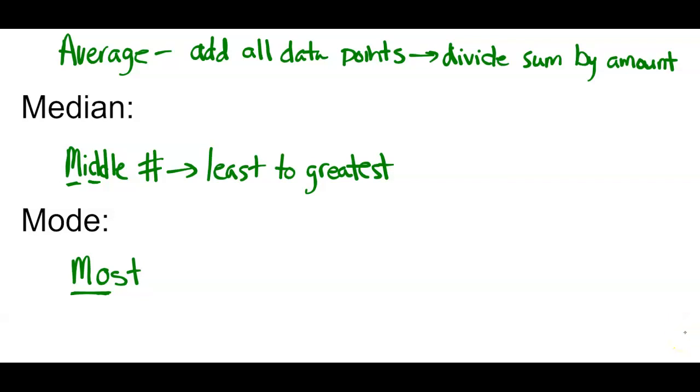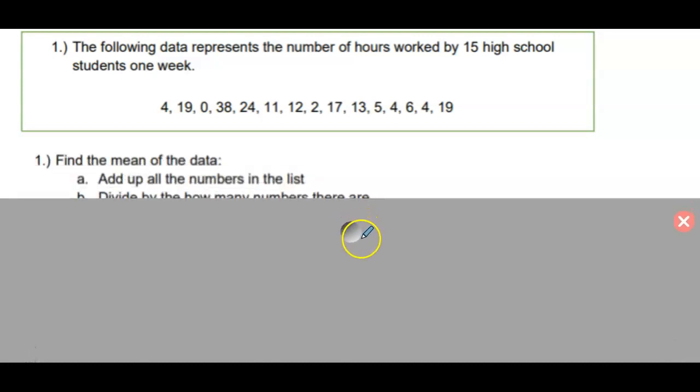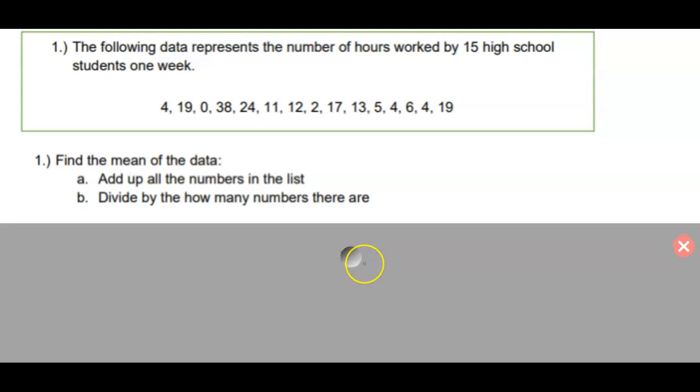So let's look at some examples, okay? As we get started, we have the following data. It represents 15 high school students and the number of hours that they worked in 1 week. We're going to look at this data for a couple of different examples. All right, so to figure out our mean, we need to add up all the numbers that are in the list, divide by how many numbers there are, and that'll be our mean.